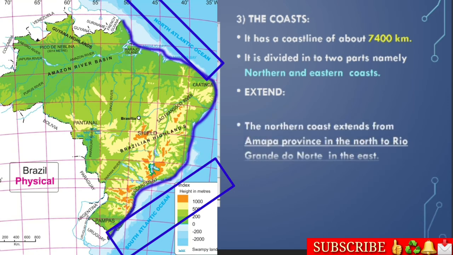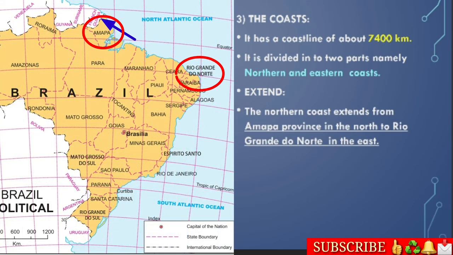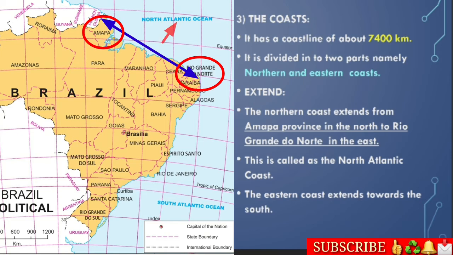Now let's try to understand the extent of the coast. The northern coast extends from Amapá province in the north to Rio Grande do Norte in the east. Students, in the map you can see clearly so that you can understand. This is called the North Atlantic coast. The eastern coast extends towards the south.